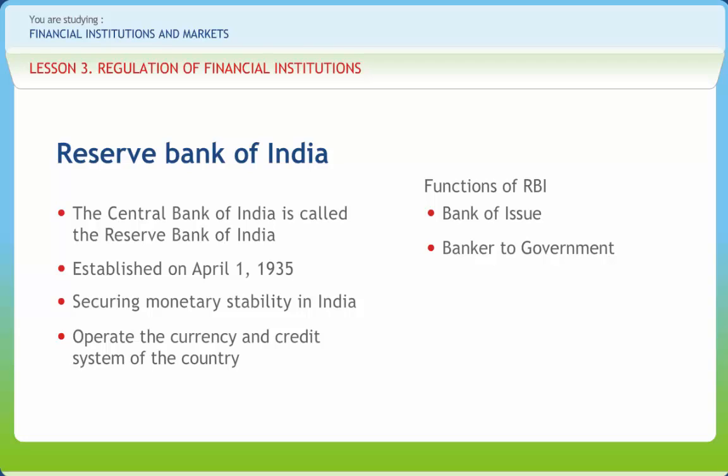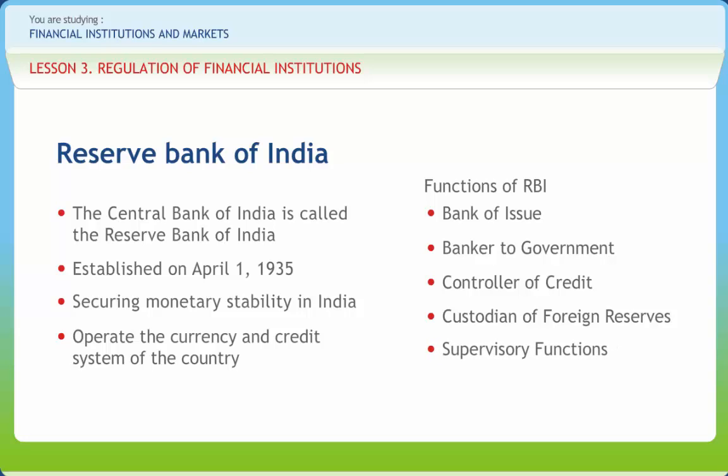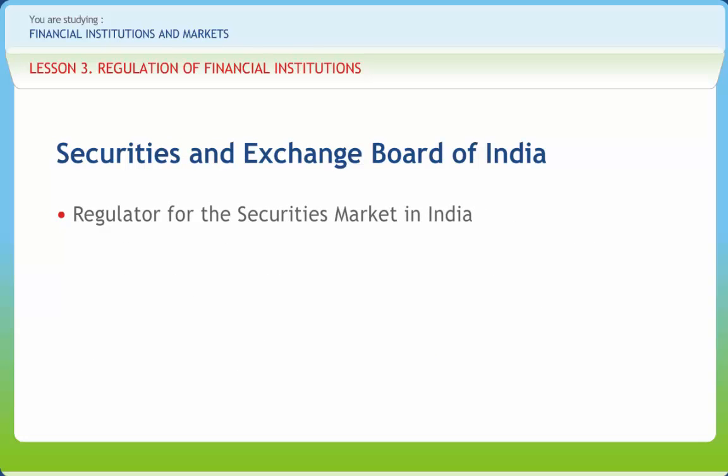The Reserve Bank of India acts as the banker's bank. Next is Controller of Credit. The Reserve Bank of India is the controller of credit, that is, it has the power to influence the volume of credit created by banks in India. Next is Custodian of Foreign Reserve. The Reserve Bank of India has the responsibility to maintain the official rate of exchange. Then, supervisory function. The Reserve Bank has certain non-monetary functions of the nature of supervision of banks and promotion of sound banking in India.